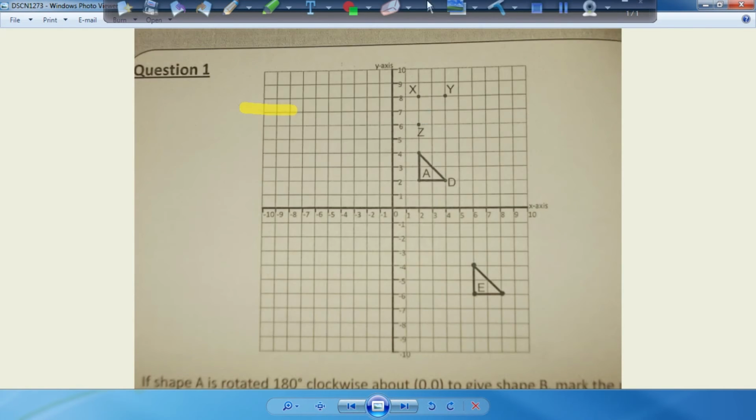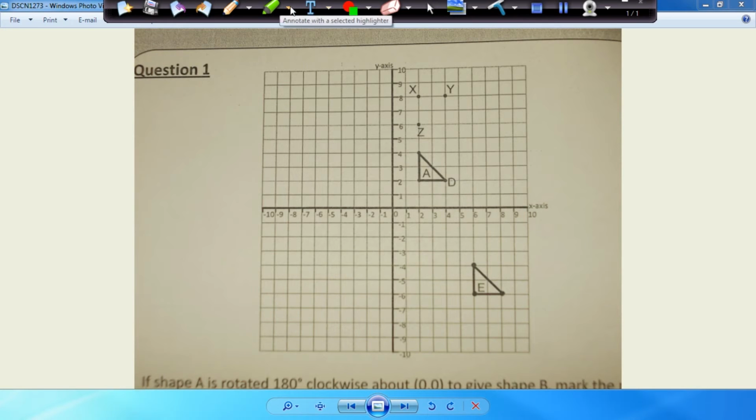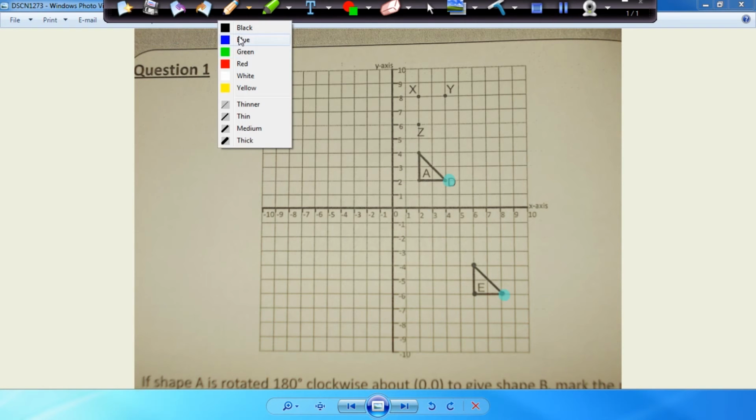Back to our diagram. There we go. So we've got to get from this shape to this shape. What we're going to do now is grab one corner and go to the same corner. So let's describe how we get from there to there.